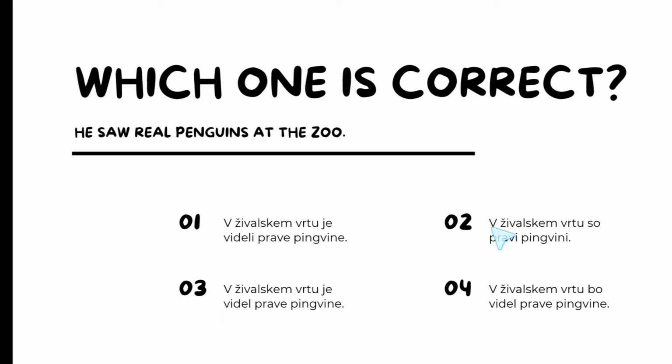The second option is v živalskem vrtu so pravi pingvini. The third option is v živalskem vrtu je videl prave pingvine. And the fourth option is v živalskem vrtu bo videl prave pingvine.